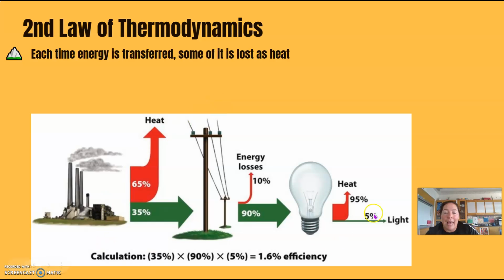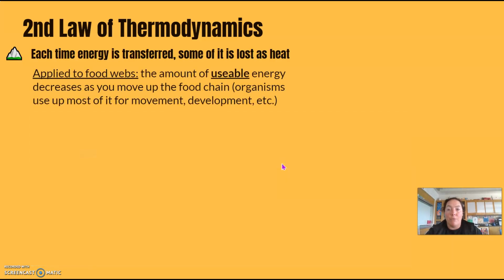So if we look at some of these calculations that we'll be doing later in the year, in a power plant, only 35% of the energy can actually be transported to the users. And even from there, you're going to lose even more, and some of that is going to get lost as heat. So some of these things are not very efficient. In ecosystems, however, you lose a little bit less. It's not as drastic as that image that was just shown.